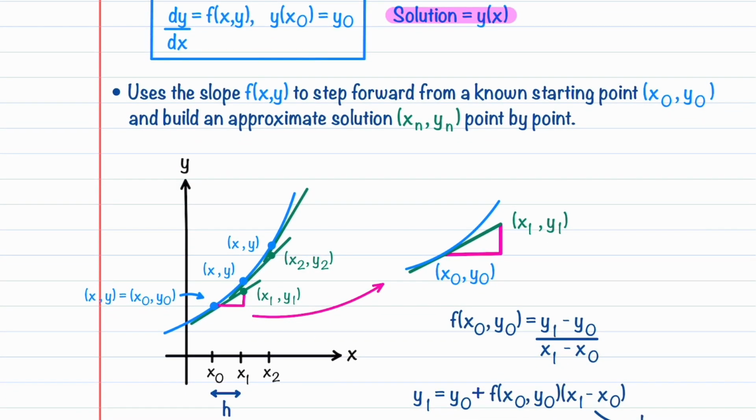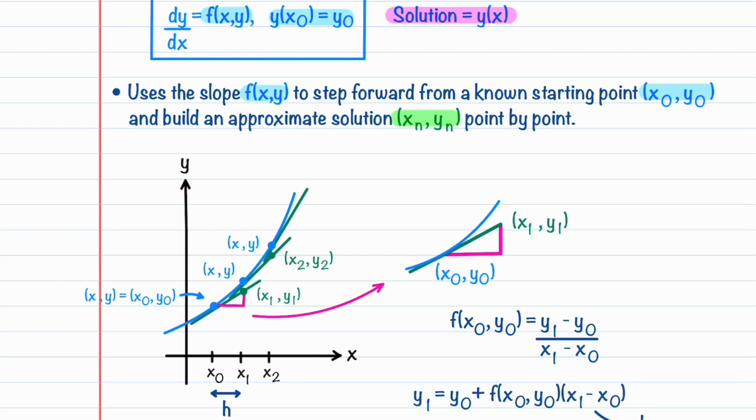Instead of finding an exact solution, it uses the slope f of x,y that's given up here in the equation to step forward from a known starting point, which we're going to call x0, y0, and that comes from the initial condition y of x0 is equal to y0, and then build an approximate solution that we're going to call x sub n, y sub n, point by point.